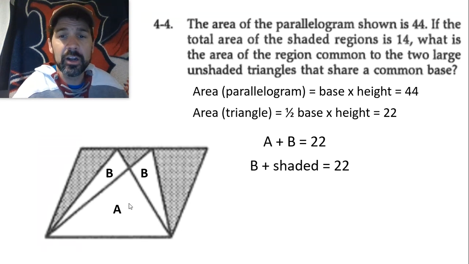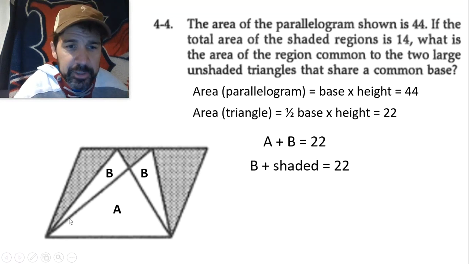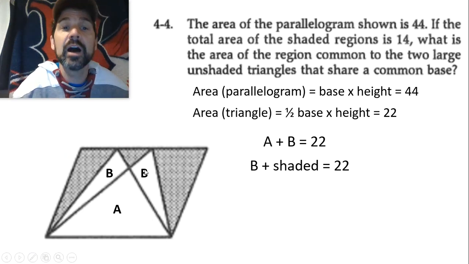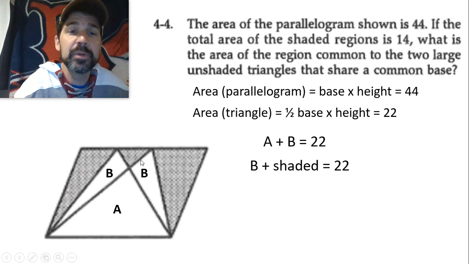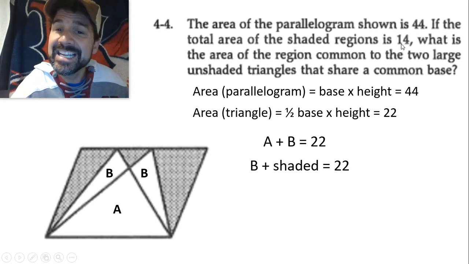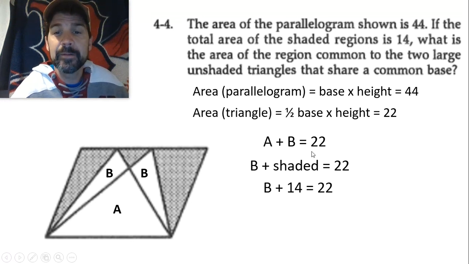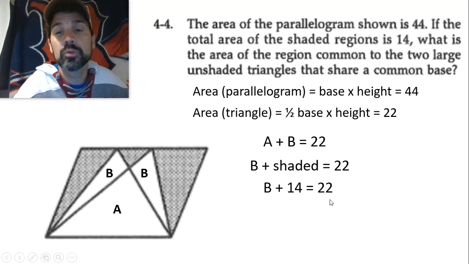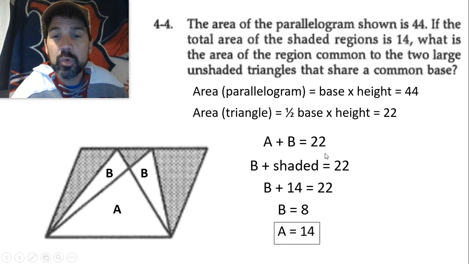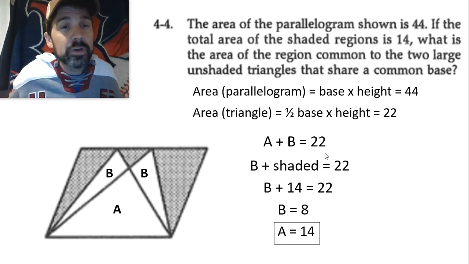Now, it also turns out that B plus the shaded region must equal 22, because if A plus B is 22, so this triangle is 22, that means everything else is 22, and everything else would be the other B and the shaded area. So B plus shaded area equals 22. We're told the shaded area is 14. So if the shaded area is 14, then B plus 14 equals 22. That means B must equal 8. And if B equals 8 and A plus B is 22, then A has to equal 14.